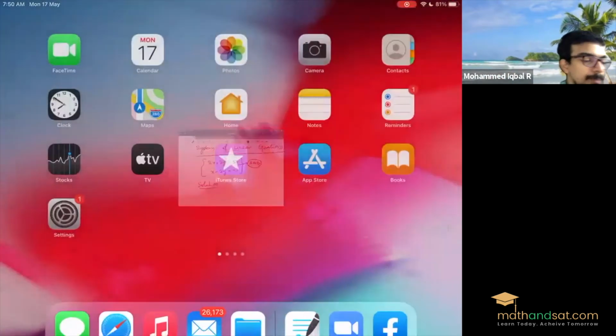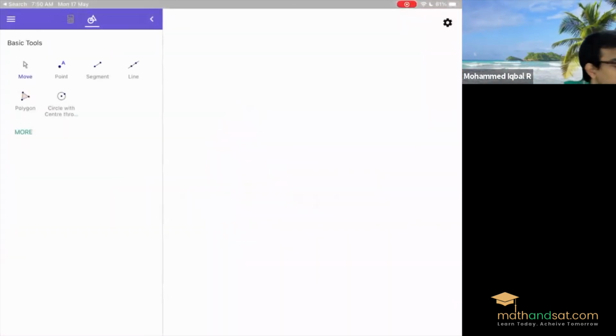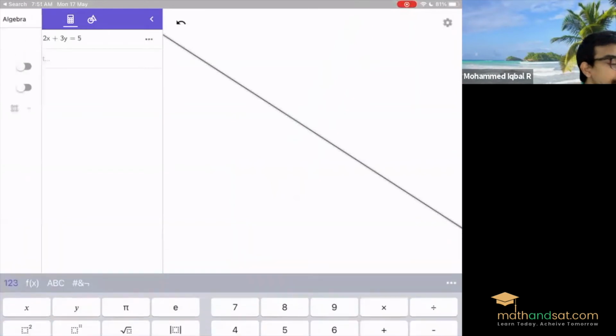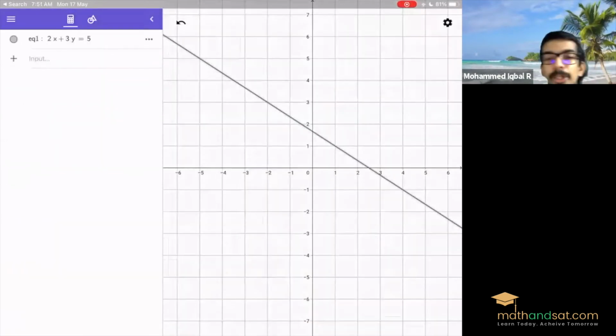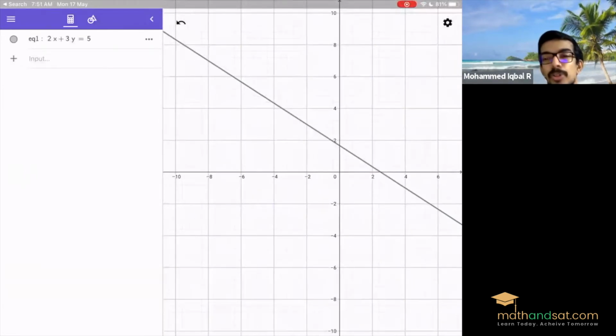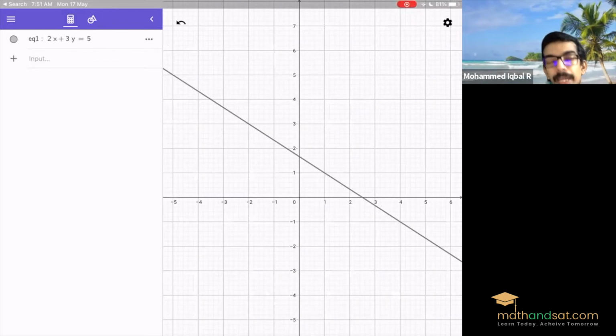For example, in this particular case, if you just take one equation, 2x plus 3y is equal to 5, this has infinitely many solutions. Why? Because every point on the straight line corresponds to a solution to the equation. If you take any point on the line, it is going to satisfy that equation, right?